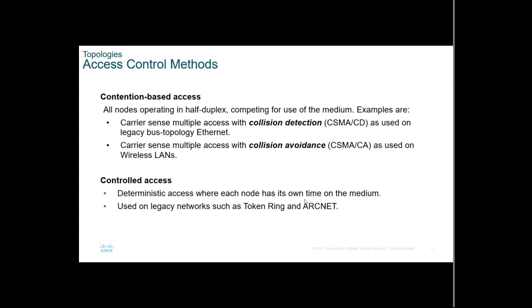Then there's controlled access type networks. Okay, so deterministic access when each node has its own time on the medium. These are not so much used now. They were used in the olden days. Remember I talked about a token ring? Okay, that means this is the talking stick. If I've got it, I can talk. Now, he's got it, so he can talk. I shouldn't be really talking now.